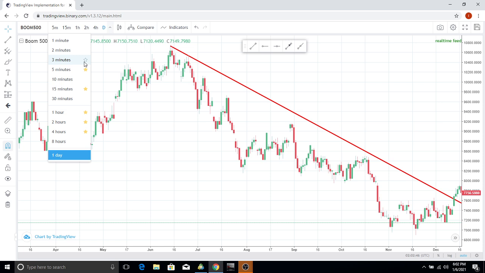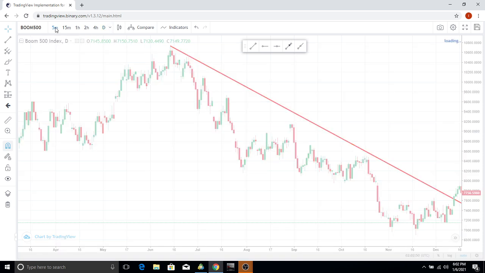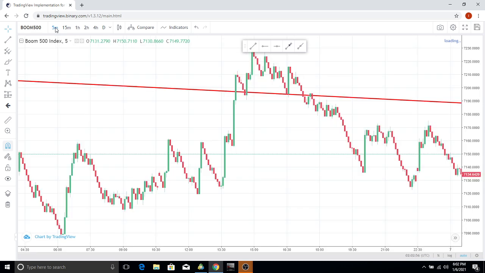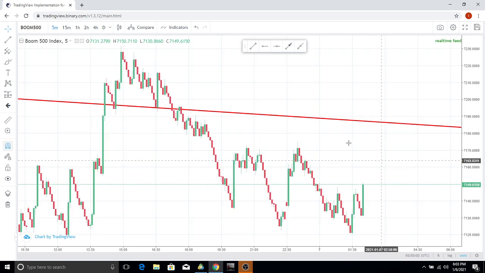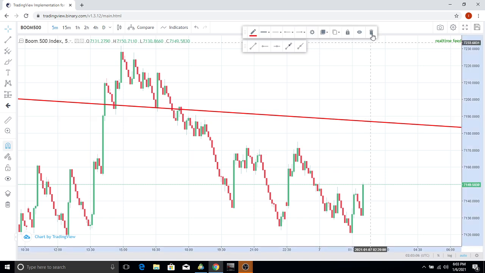Now let me check on the 5-minute time frame, because with this action, you can actually long trade the market. You can actually long trade boom and crash. Now look at this, this is the 5-minute time frame.